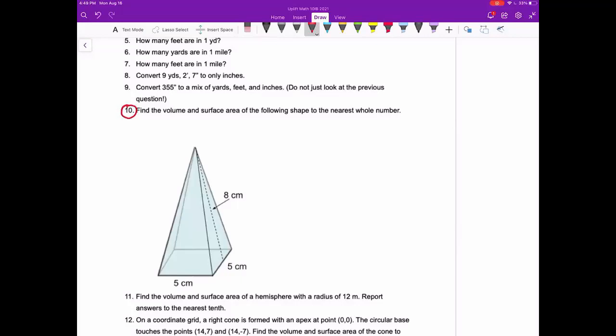Wait, should we let them do it or do we do it together? We should let them do it. Okay. So the volume is 1/3 times the area of the base times height. Yep, no problem. Oh yeah, sorry, I meant V.